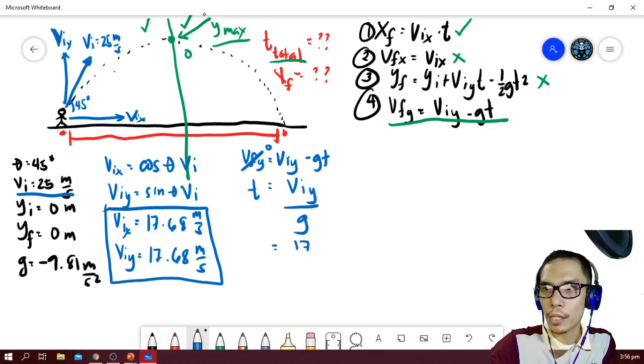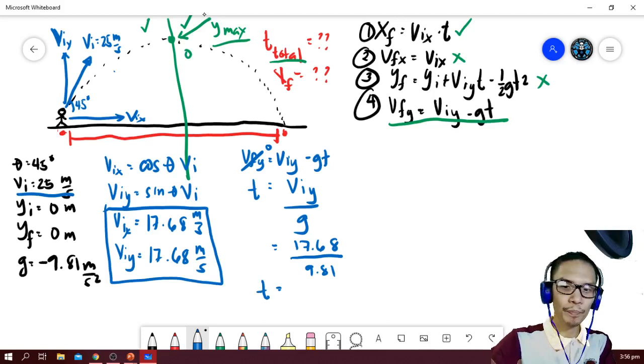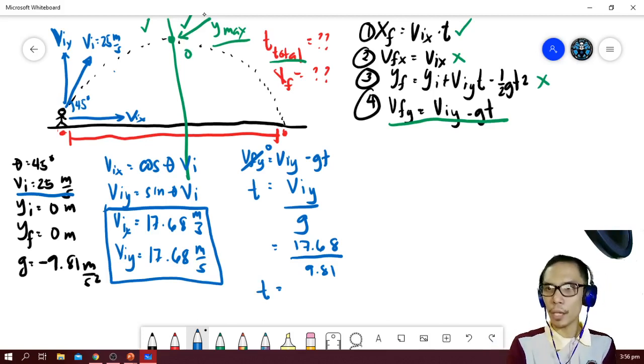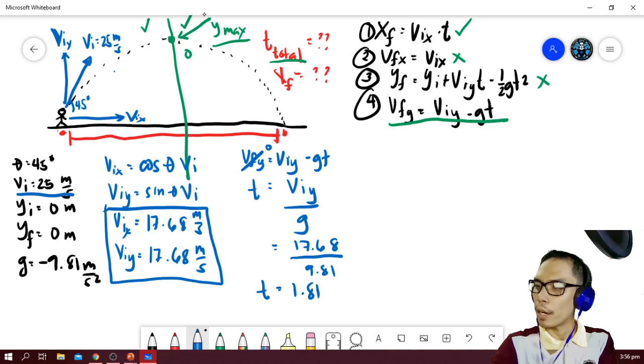So what is the v sub i y? Which is 17.68, divided by 9.81. So what is the time? The time is 17.68 divided by 9.81. The time it takes to go at the halfway point is 1.81.